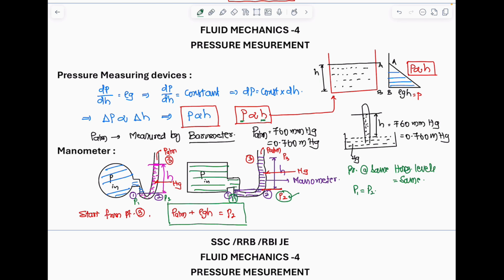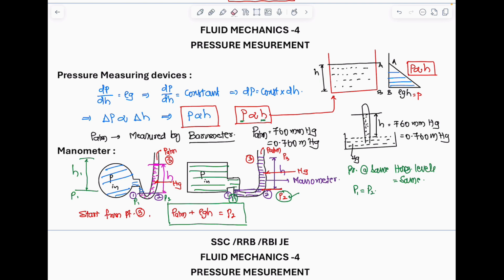Compared with the atmosphere, we have started from 3. From 3, P1 is at the same height, and P2 is also at the same height. Please try to understand. P1 is at the same height from the atmosphere, and P2 is also at the same height from the atmosphere.